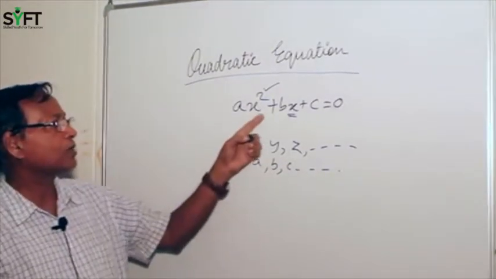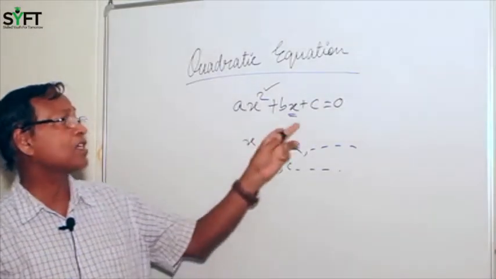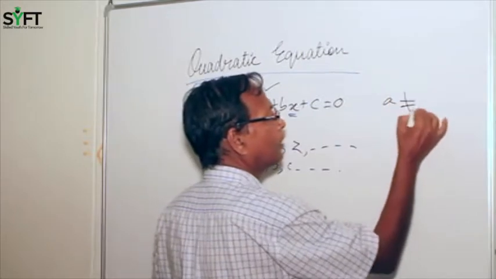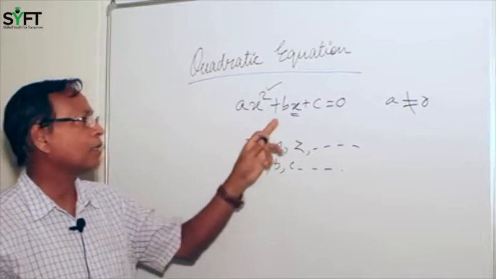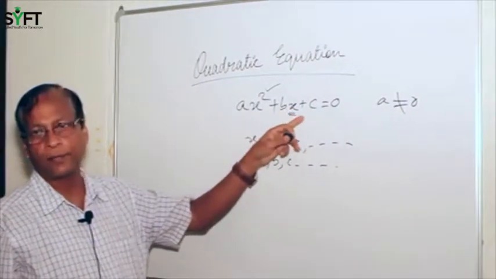So ax square plus bx plus c is equal to 0 is called a quadratic equation where a, b, c are real numbers but a not equal to 0. Here is the condition, a not equal to 0. If a equal to 0, it will never be quadratic. It is bx plus c is equal to 0. This is one variable and of degree 1.